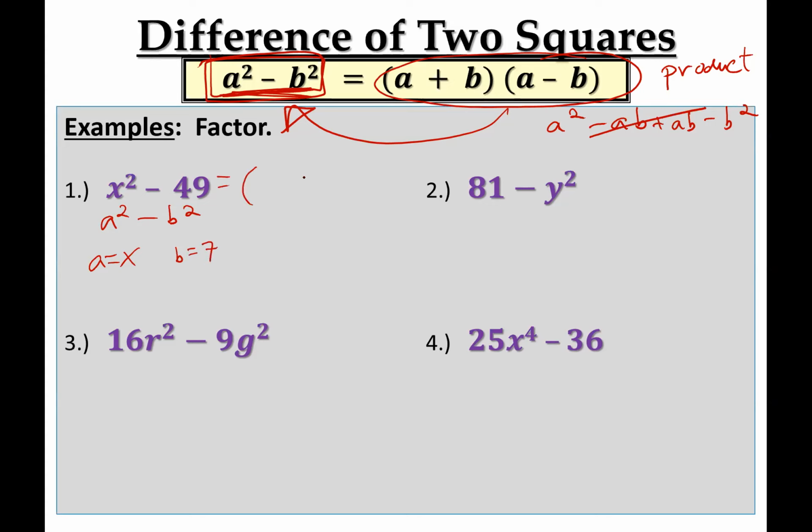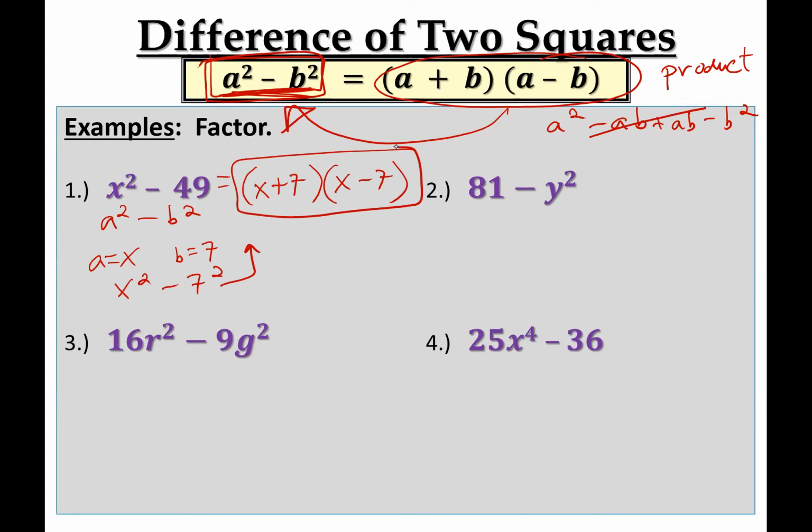So when I factor this, I'm setting up two parentheses. This is really x squared minus 7 squared. So when I factor it, it turns into x plus 7, x minus 7. And that is my factored answer. Okay, so x squared minus 49 gets factored as x plus 7, x minus 7. As always, you can check any of these factoring problems using FOIL or using multiplication.